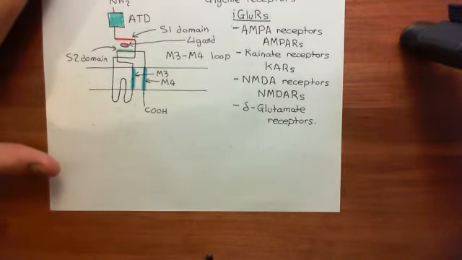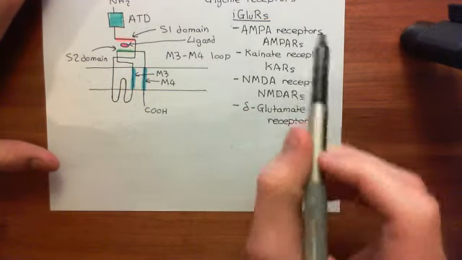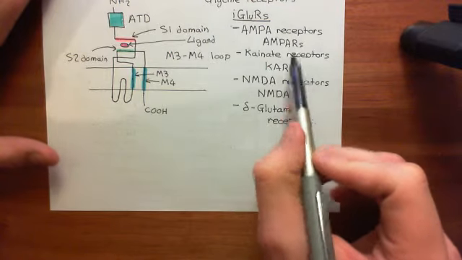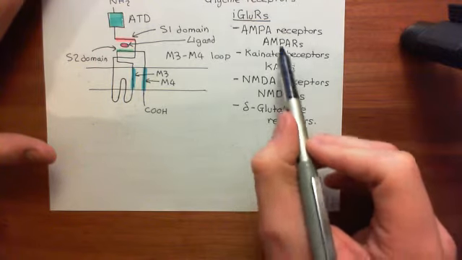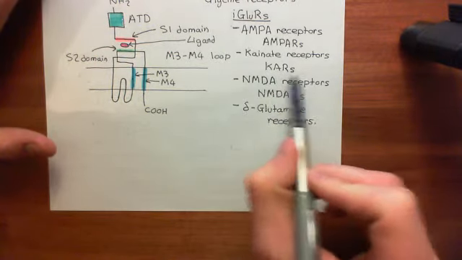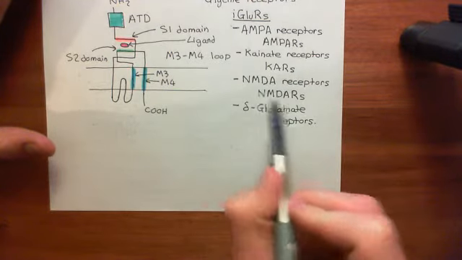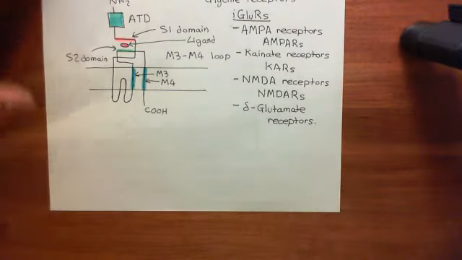So we are going to go through each one of these families in turn. We'll start off with the AMPA receptors. We'll then go on to the kainate receptors. Those two follow each other very nicely because they're doing a very similar thing, basically. We'll then do the delta glutamate receptors. And then we'll leave until last the NMDA receptors because they're the ones that I've got the most to say about.